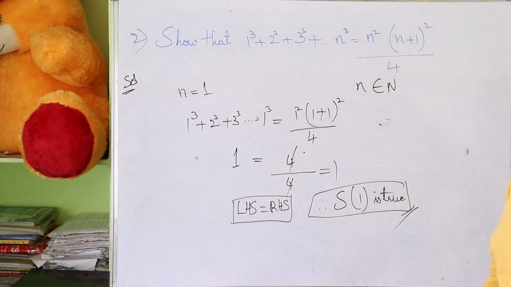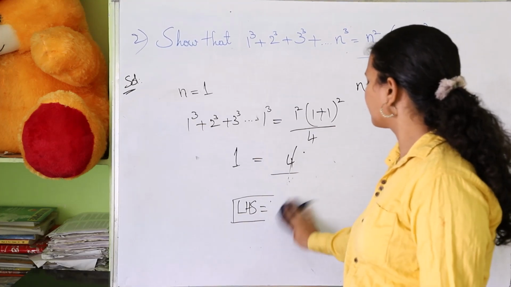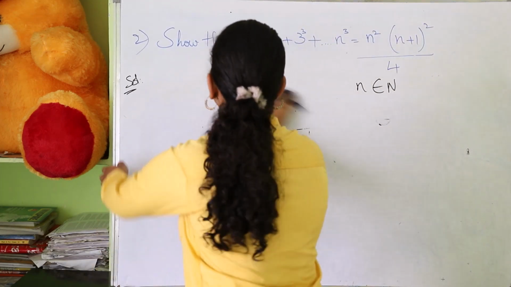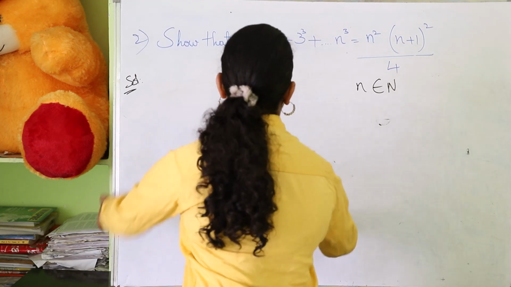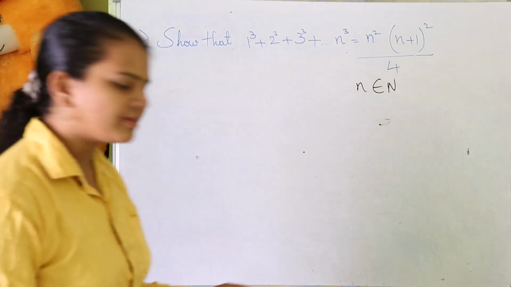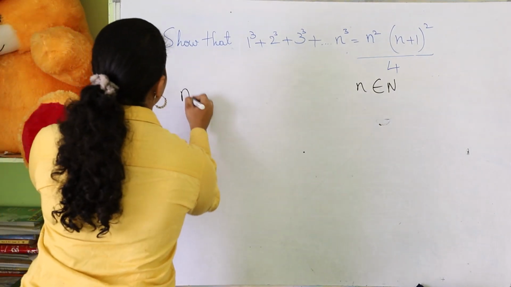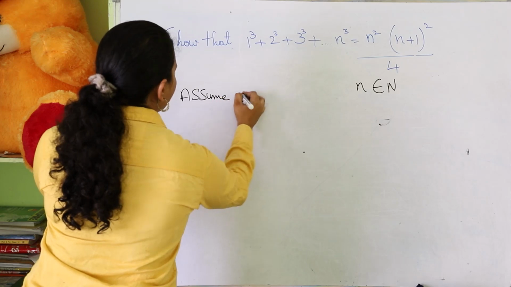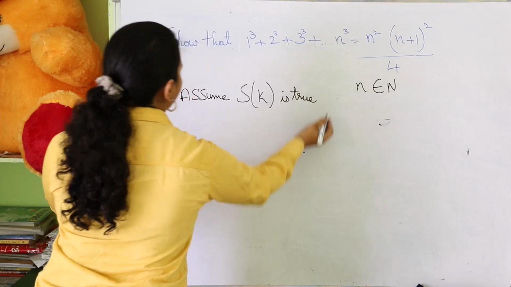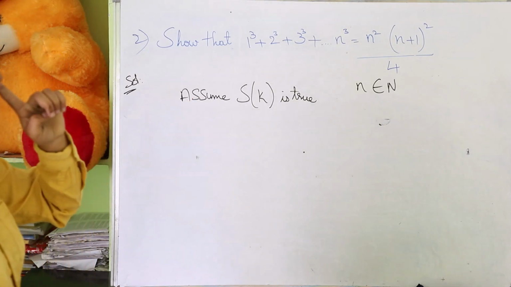Now let me go for the next one. We dealt with the first case, let's go for the second case. The second case is S of k. Here, in the second case, mostly you assume that S of k is true. I am going to assume that S of k is true.